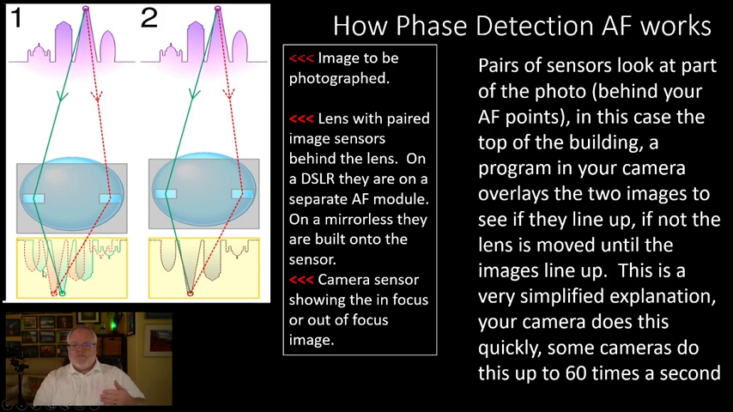So what happens? The lens moves a little bit in front of the sensor, and now the top of the building is lined up. So that's how phase detection works. A pair of sensors looks at the photo, and if it's not in focus, it moves to get in focus. This is a very simplified version of what your camera does, and your camera does it much faster than that. Some cameras can check the autofocus up to 60 times per second.